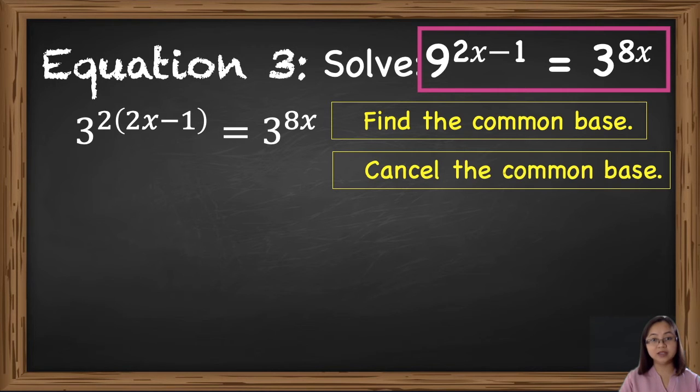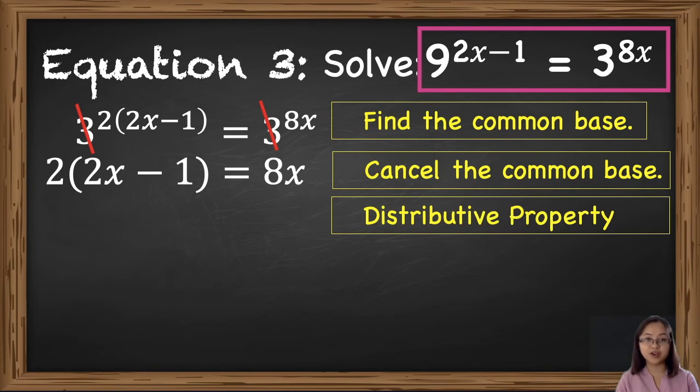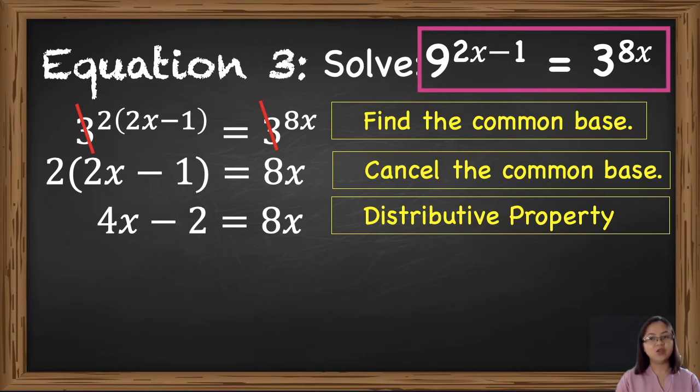And the next thing is to cancel the common base. Remember the property of equality of exponential equation. So we could cancel the common base, and then we need to bring down our exponents. We're only left with 2 times the quantity 2x minus 1 equals 8x. Then the property that we are going to apply is the distributive property of multiplication over subtraction. So we have 2 times 2x, which is 4x, and 2 times negative 1 equals negative 2. And then we just need to bring down 8x.